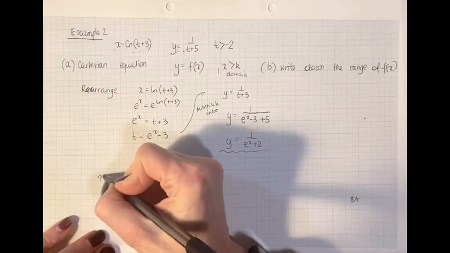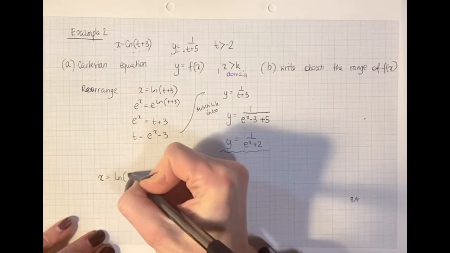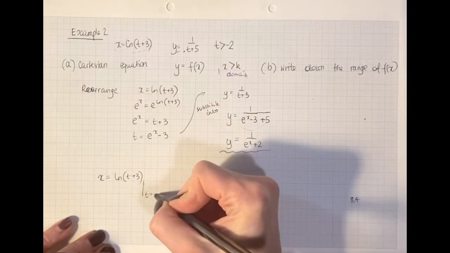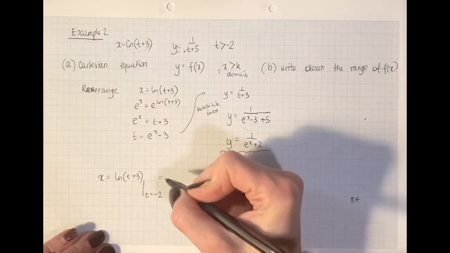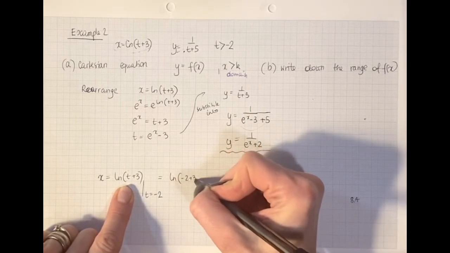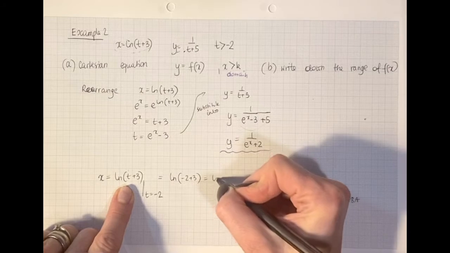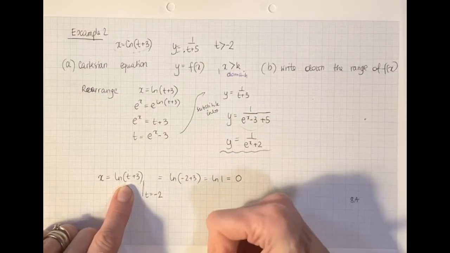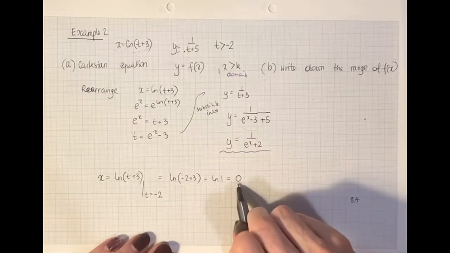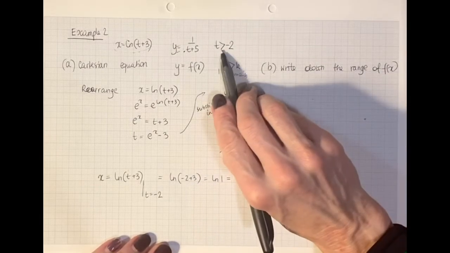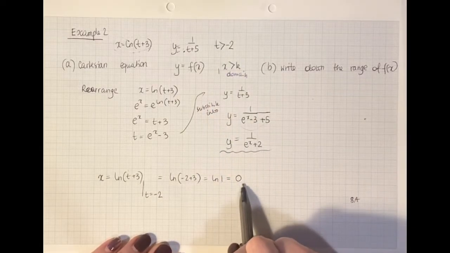So if I look at x equals ln(t plus 3), let's substitute t equals minus 2 into this. So you are going to get ln(minus 2 plus 3). That gives me ln 1. ln 1 is 0. Okay, although this point is not going to belong to our domain because t is not equal to minus 2, this is going to be a cut-off point.